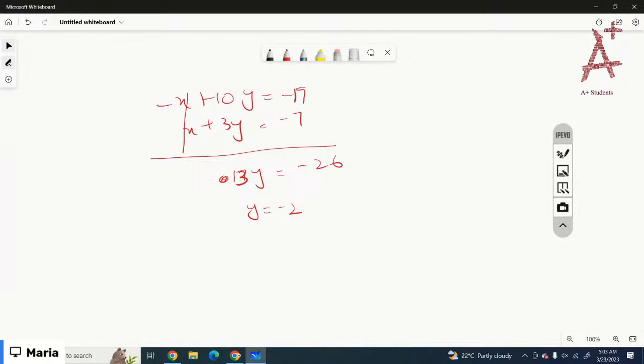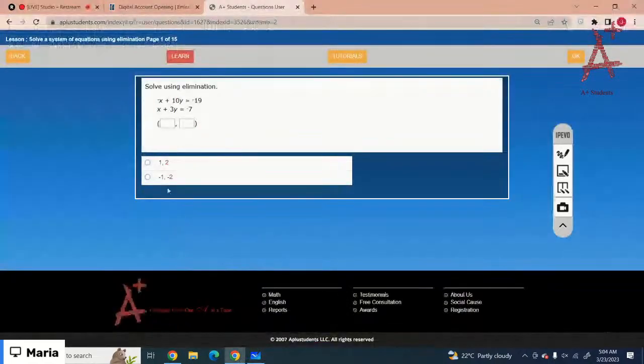Now you can put y equals negative 2 in either of the equations and calculate the value of x. It would be x plus 3 times negative 2 equals negative 7. So 3 times negative 2 is negative 6. Move negative 6 to the other side. It would be negative 7 plus 6, and negative 7 plus 6 is negative 1. So x equals negative 1. So the values are negative 1 and negative 2. Got it?